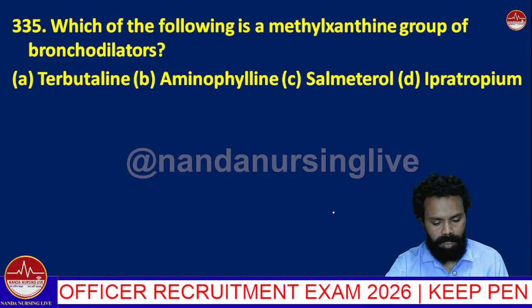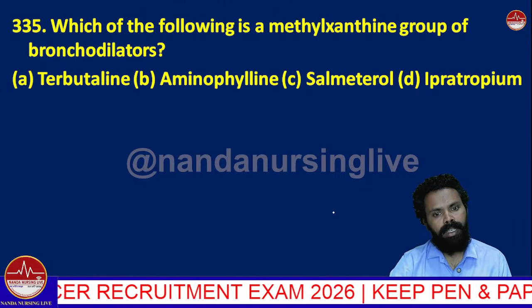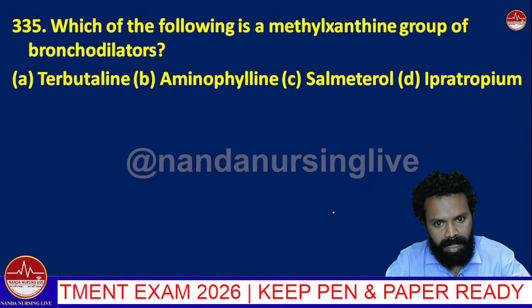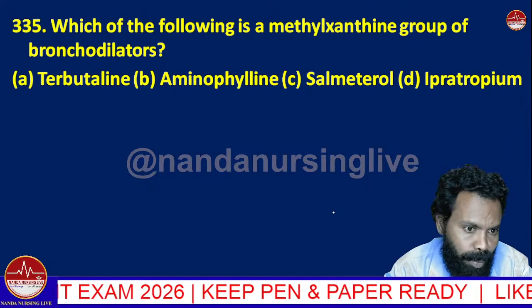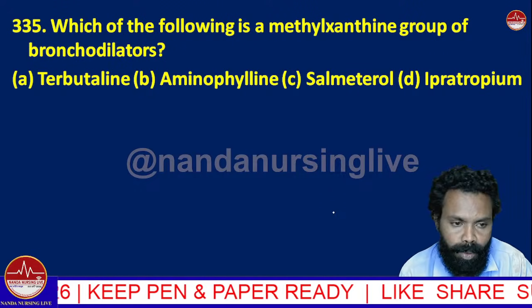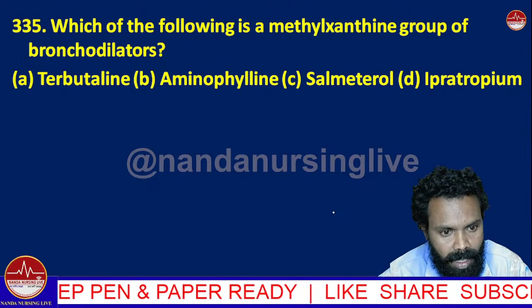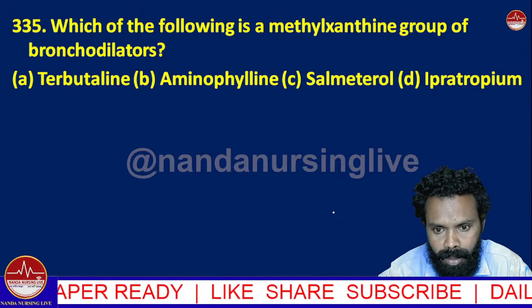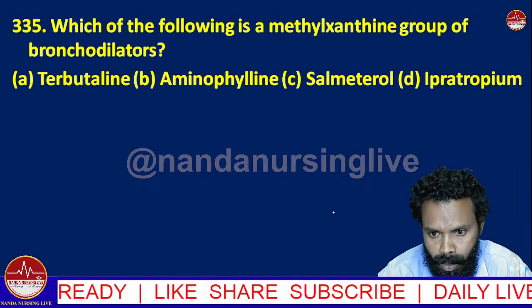Next question, question number 335, beta. Which of the following is a methylxanthine group of bronchodilators? Option A terbutaline, option B aminophylline, option C salmeterol, option D ipratropium.